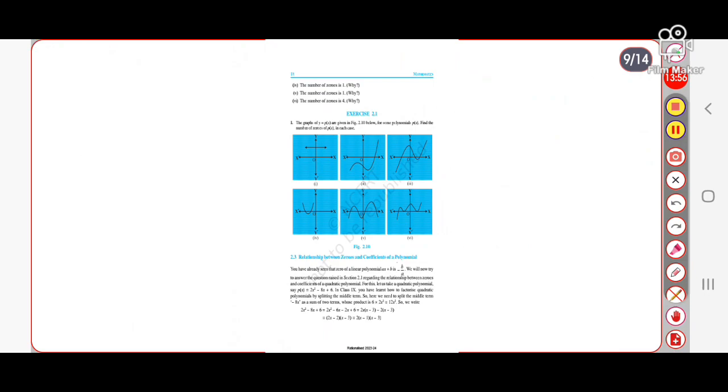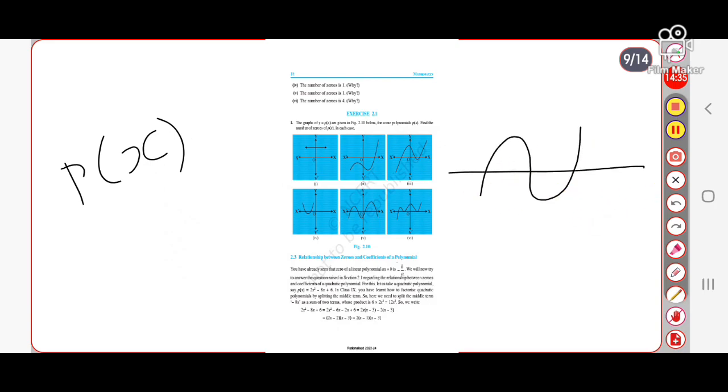Look at this exercise. The first question, what it deals with actually, see: the graphs of y equal to p of x are given below for some polynomials p of x. What is the number of zeros of p of x in each case? They are asking us to find the number of zeros of p of x. The curve touches the x-axis a number of times over here, 1, 2, 3, so 3 will be the zeros.